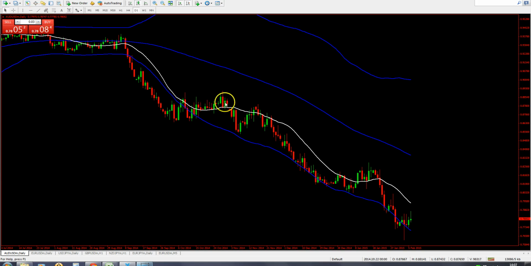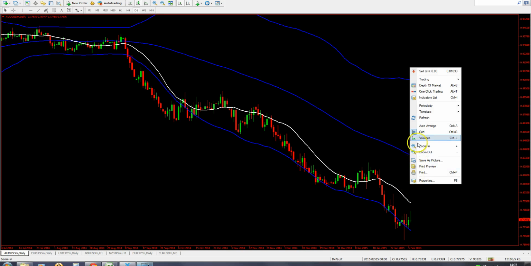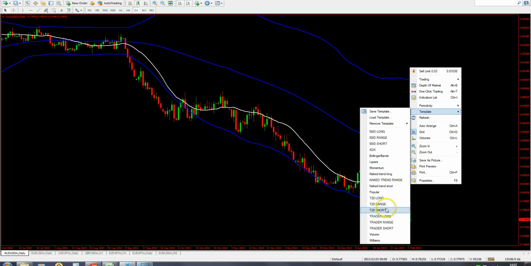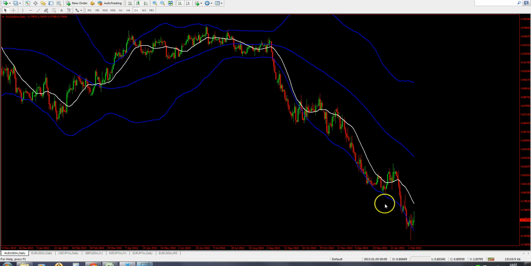So we've already talked about the indicators that we've got, and we're on the Australian dollar, United States dollar daily chart right now. So, 20 period simple moving average and the 100 period Bollinger Bands there. When you're doing your analysis, first of all we analyse the 20 simple moving average, and it's clearly on a down slope right now, so we mark our template as the T20 short, which it already is.